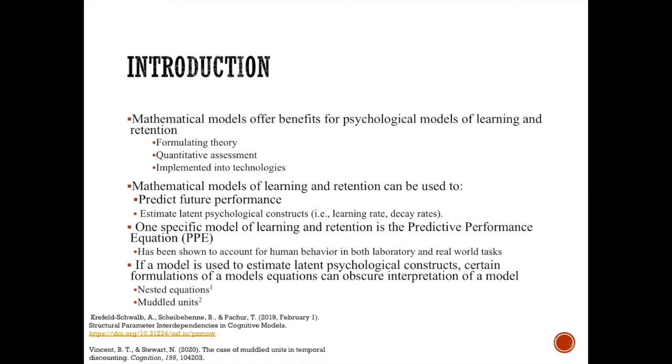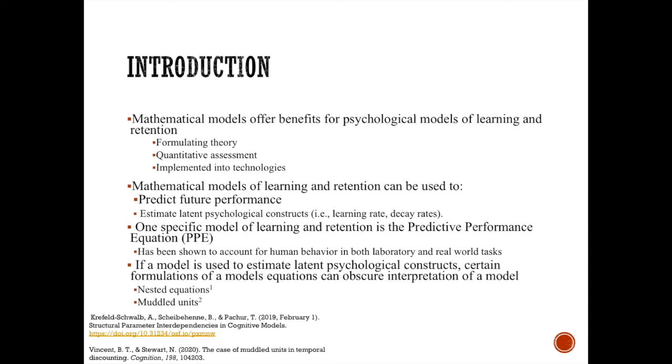Mathematical models of learning and retention can also be used in one of two different ways. We can use them to predict future performance, or we can estimate latent psychological constructs such as learning or decay rates. One specific model that I'm going to talk about throughout this presentation is the predictive performance equation. It's been shown to account for behavior across a variety of different tasks, both laboratory and real world. However, if models are going to be used to estimate latent psychological constructs from their free parameters, certain formulations of model equations can obscure these interpretations.